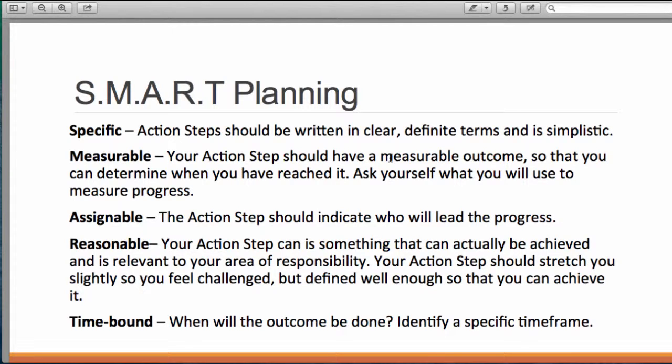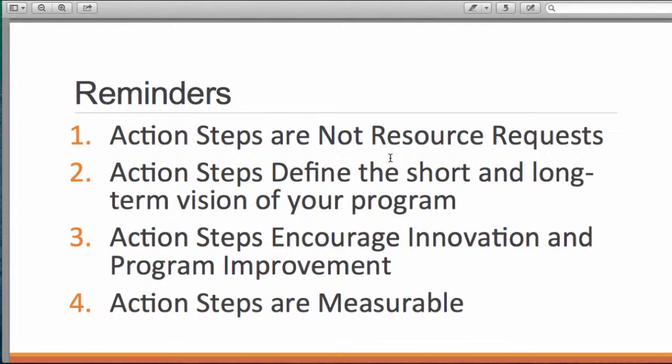So a few reminders. Action steps are not resource requests. Action steps themselves should define the short and long-term vision of your program, and they should encourage innovation and program improvement. But most importantly, action steps should be measurable. This is how we measure the strategic plan, by looking at the progress we're making on our action steps. And in order to be an effective institution and to comply with our accreditation standards, it's important that we're able to do this.